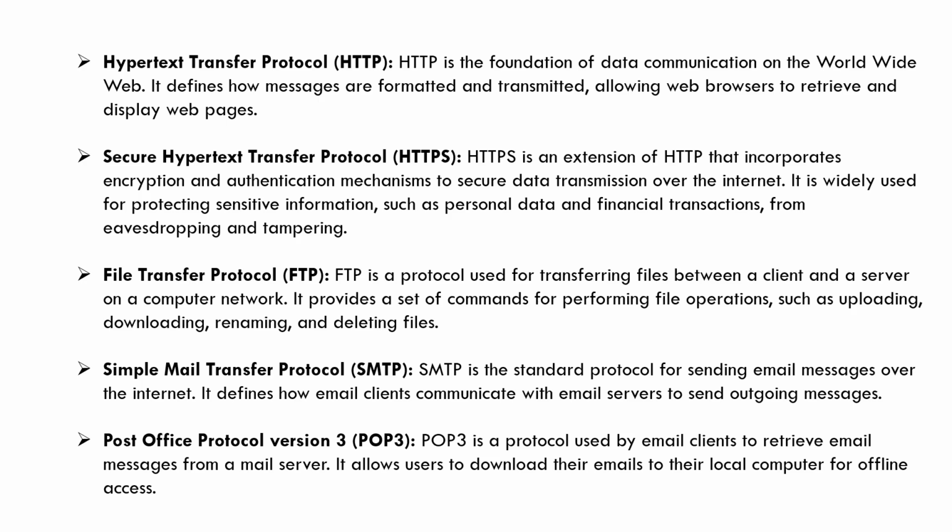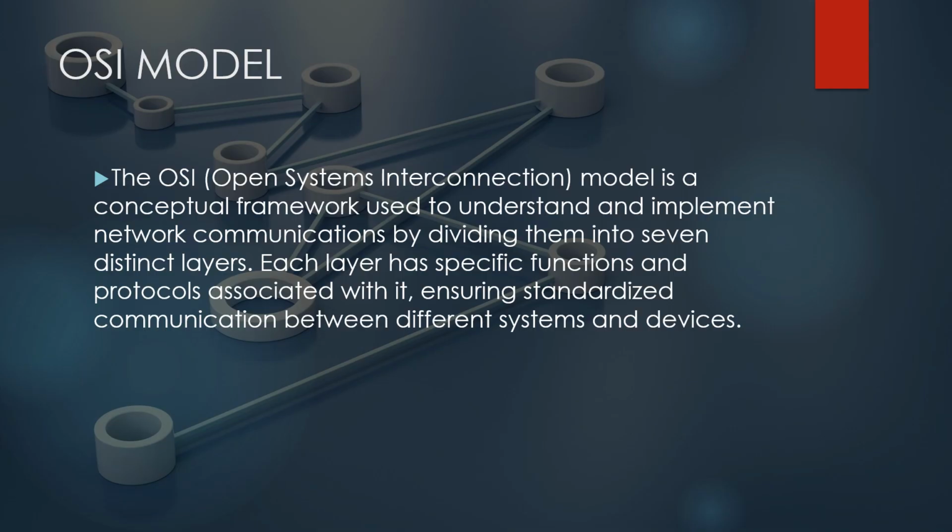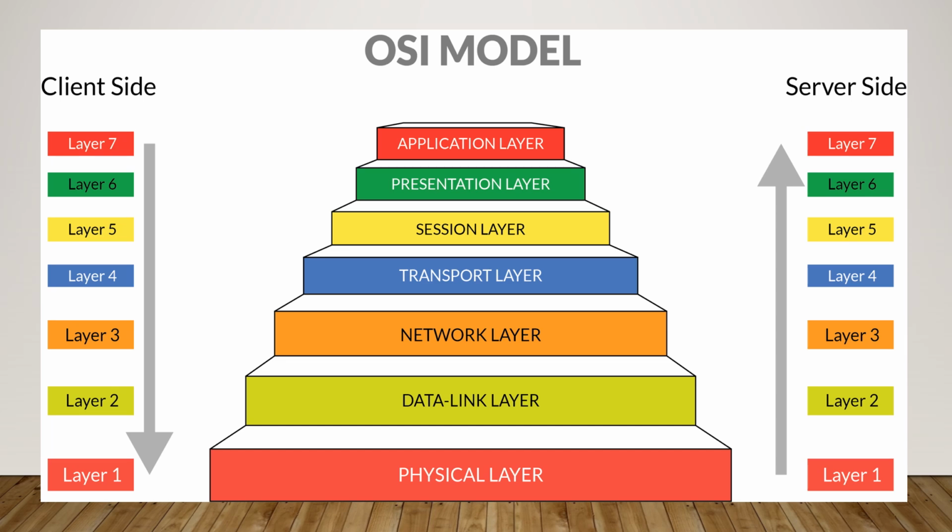Next topic is the OSI model. What is the OSI model? It is a seven-layer architecture used to transmit data from one system to another. This is the diagram of the OSI model. Here you can see the 7 layers.